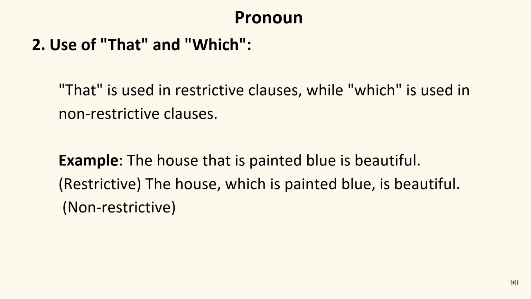Now that is used in restrictive clauses, whereas which is used in non-restrictive, as we have already learned. The house that is painted blue is beautiful. It means I'm talking about only that house which is painted blue. That's why we have used that. The house which is painted blue is beautiful. Now look at the sentence carefully. I'm talking about the house is beautiful. It doesn't mean at all that which is painted blue. It can be omitted as well, because I'm talking about the house that is beautiful. That's why we have used which.